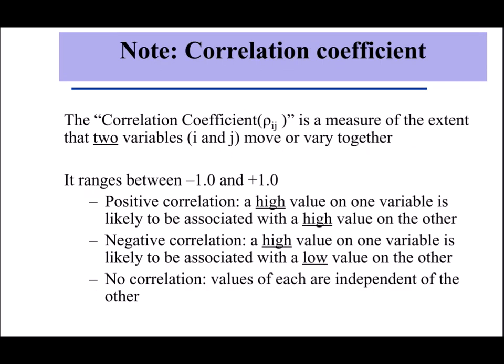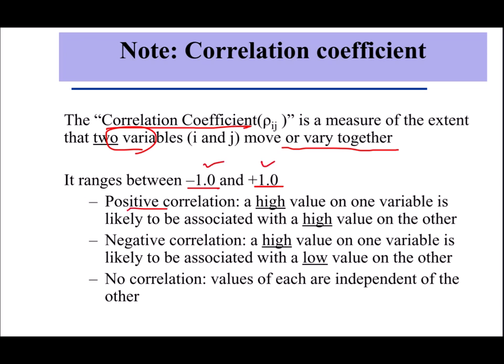We have to think about the correlations and covariance. So what is the correlation coefficient? It's a measure of the extent that two variables move or vary together. It ranges between -1 and 1. You need to know the meaning of this number.